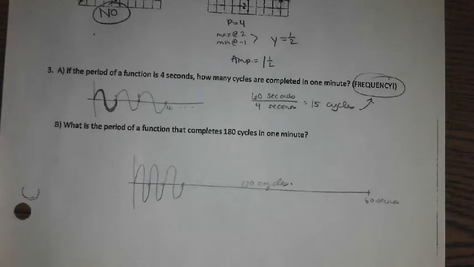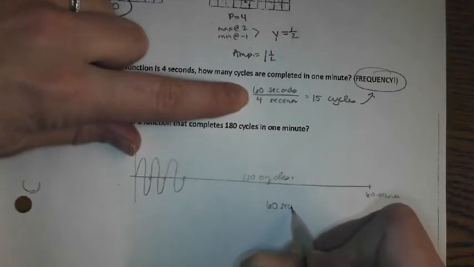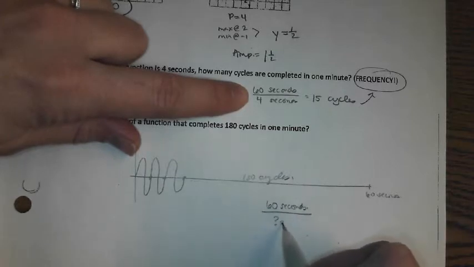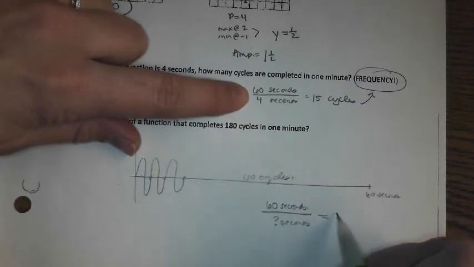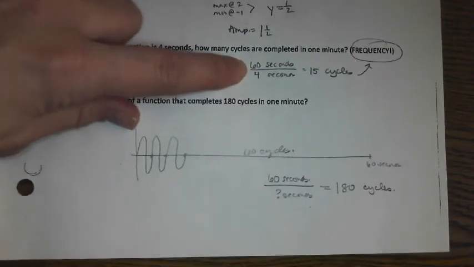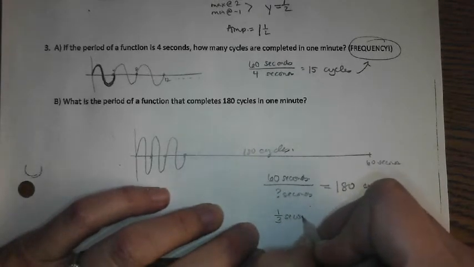Georgia, do you have a guess? Say it again. 1/3 of a second, exactly. 1 second for 1 cycle would mean 180 seconds. That's too long, right? We have to fit 180 in. So again, we're taking that 60 seconds, like we did before, and dividing it by 180 cycles. And it's actually 1/3 of a second that is your period.